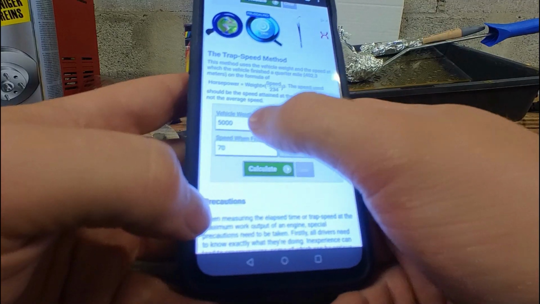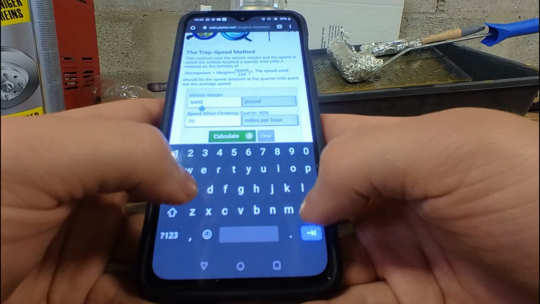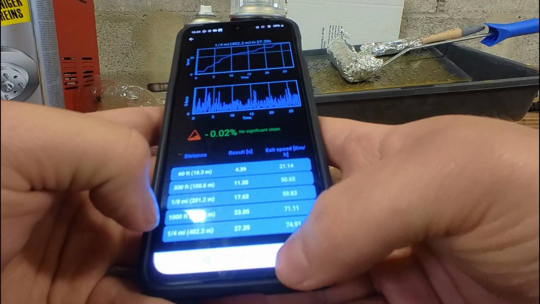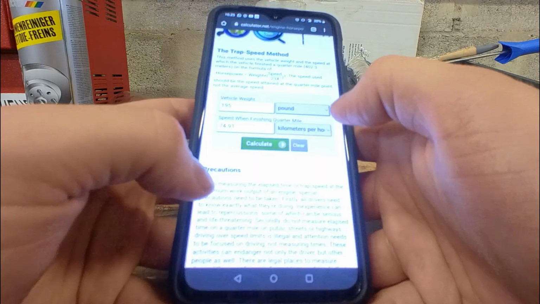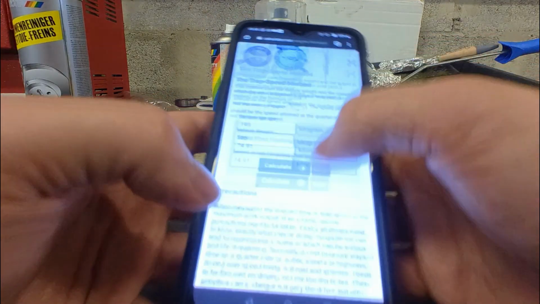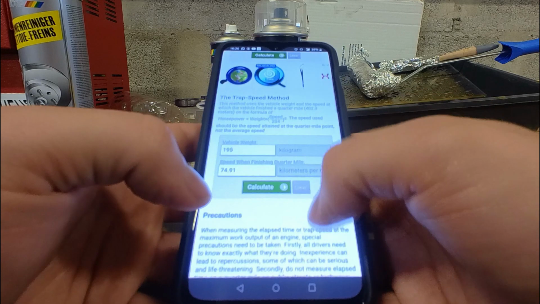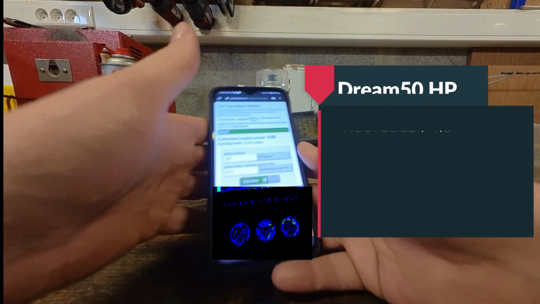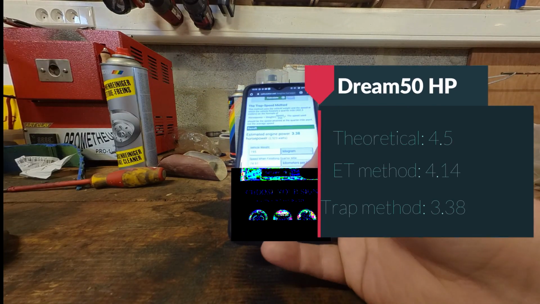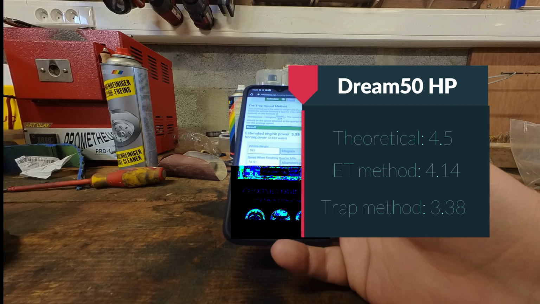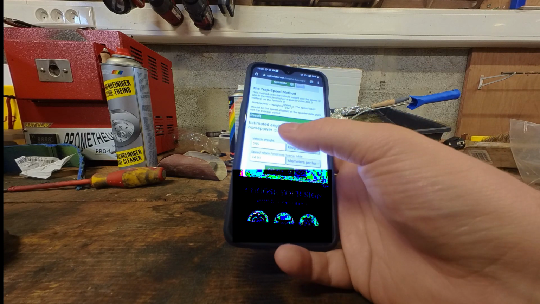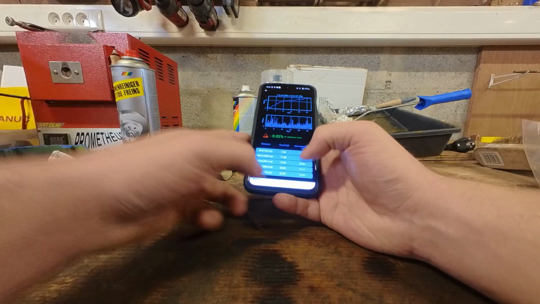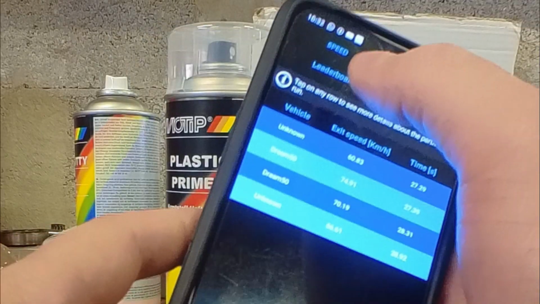Let's use the other method. So 195, and the trap speed was 74.91 kilometers an hour. Oh, did I put this in pounds? No, kilograms. The trap speed method says 3.38. So we have two different values. I'm not sure how accurate these formulas are. I didn't make this website. So, other statistics that we've measured with this app.